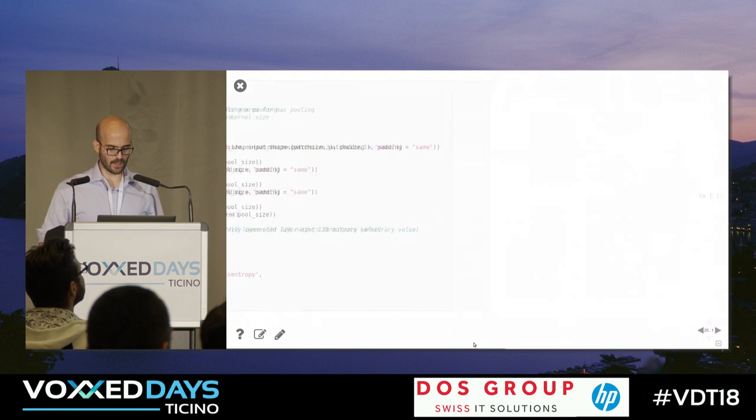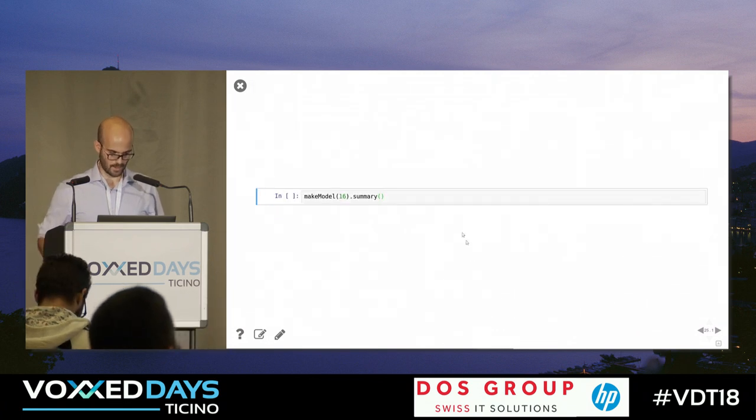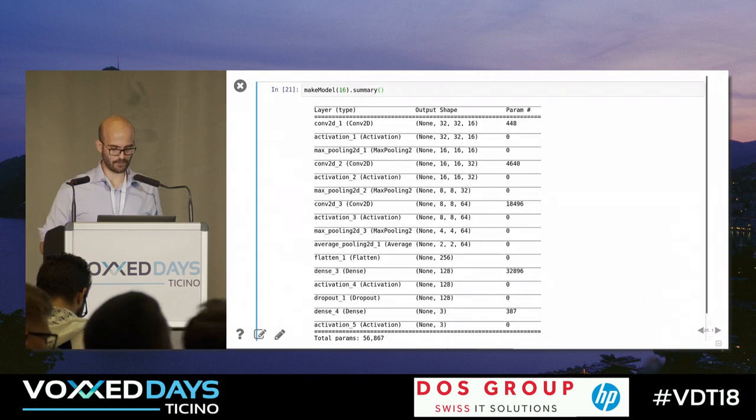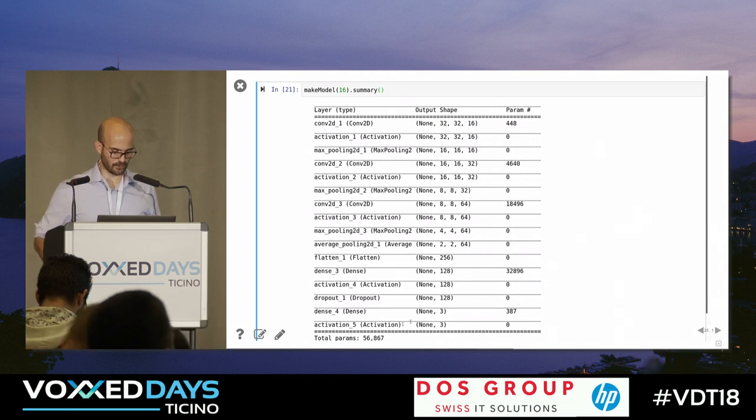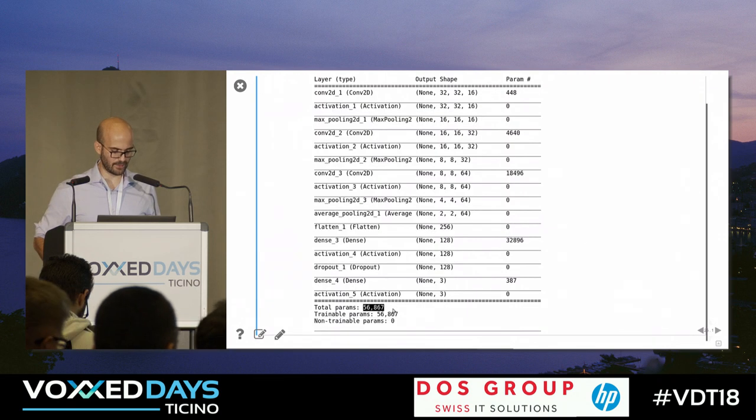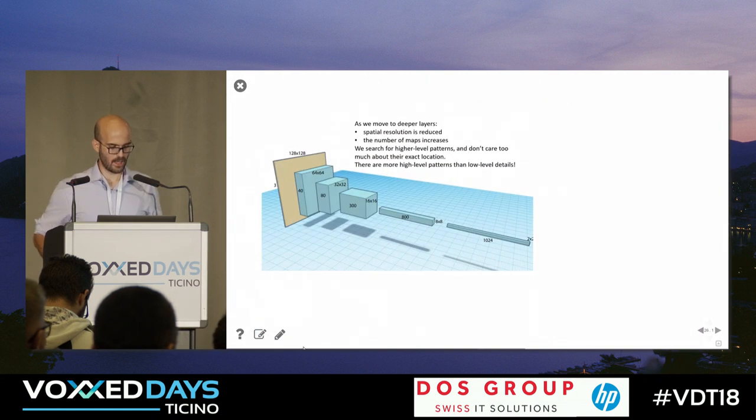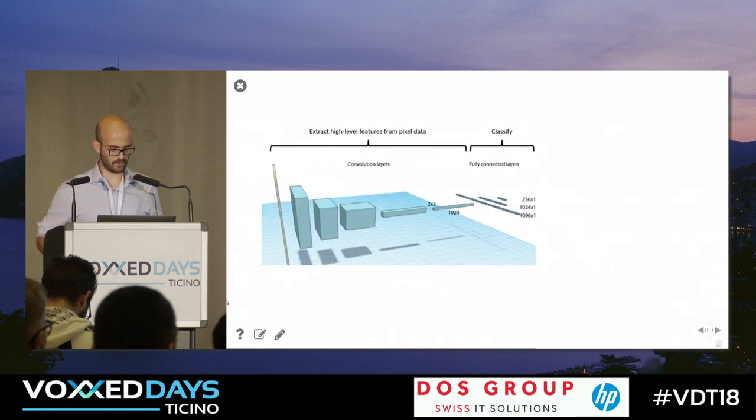Okay, so this model, when I train it, has in total 56,000 numbers to learn. So it's actually pretty big. The shape of the model is more or less like this, even though the numbers are different. So don't look at the numbers, actually. Let's look at this, which doesn't have so many numbers.